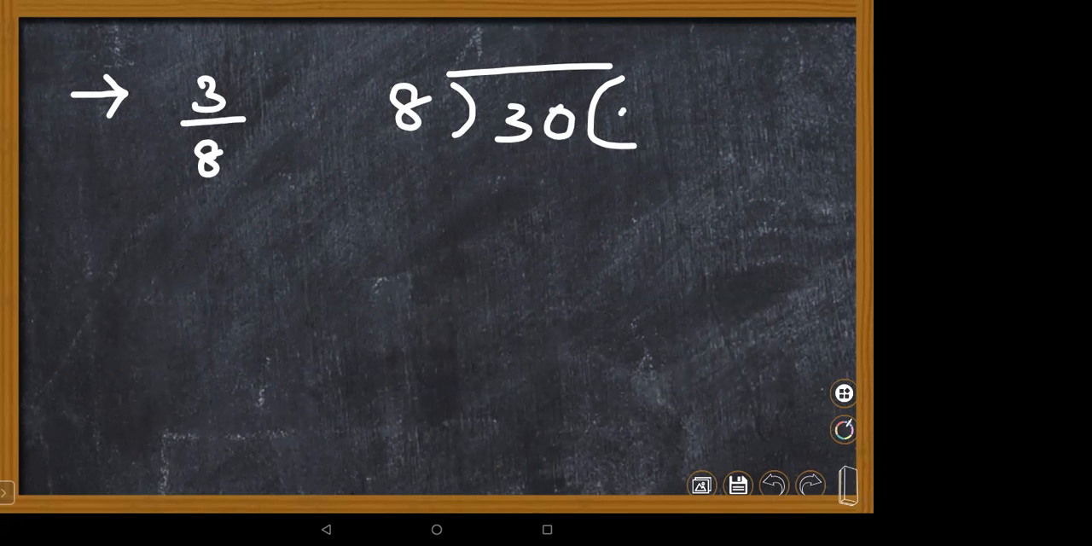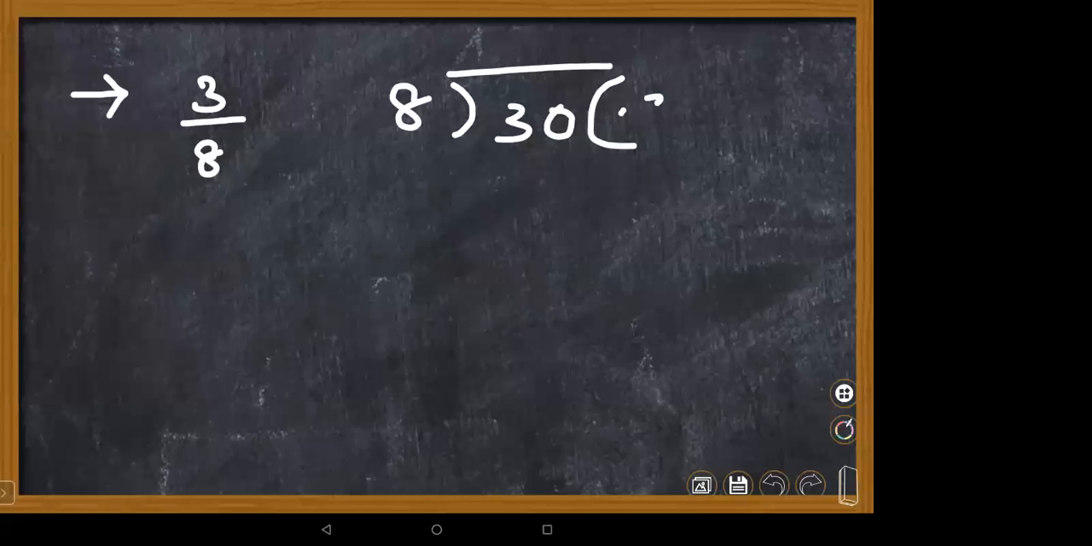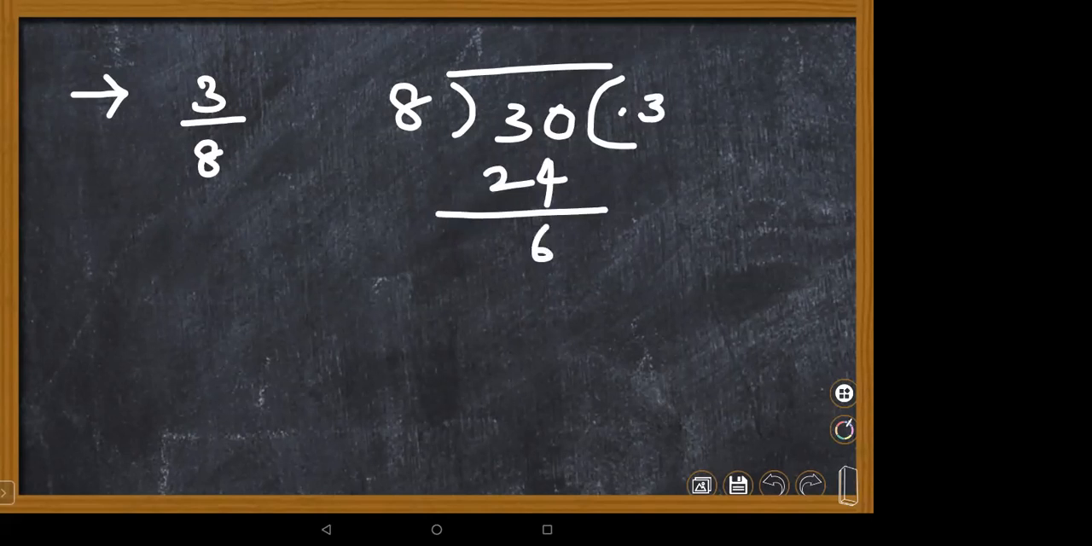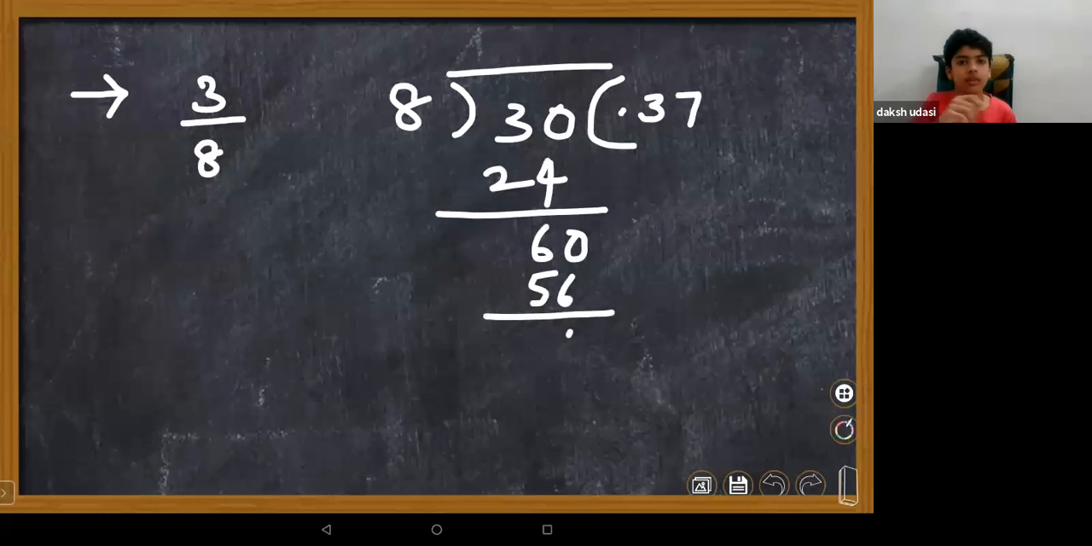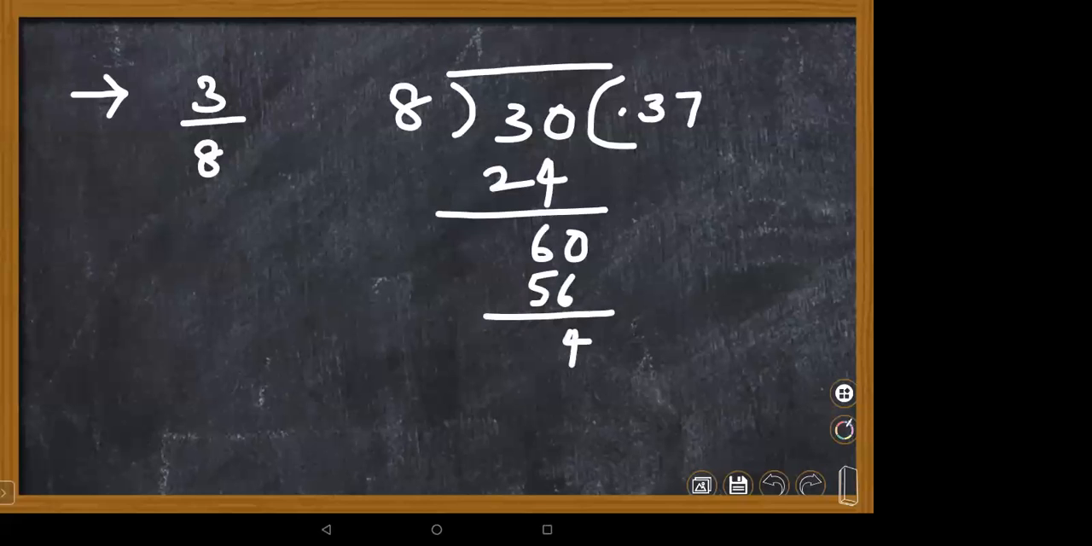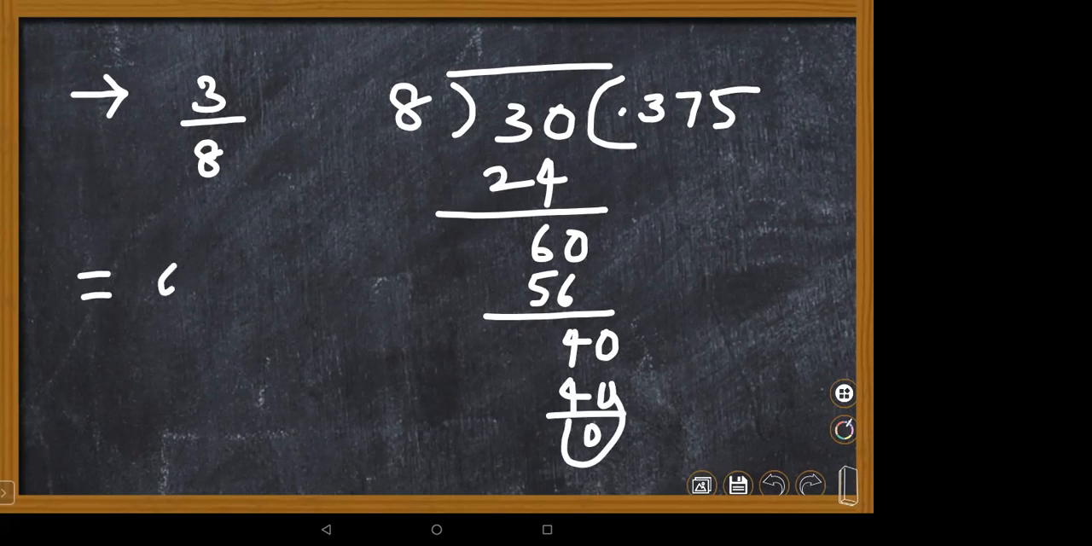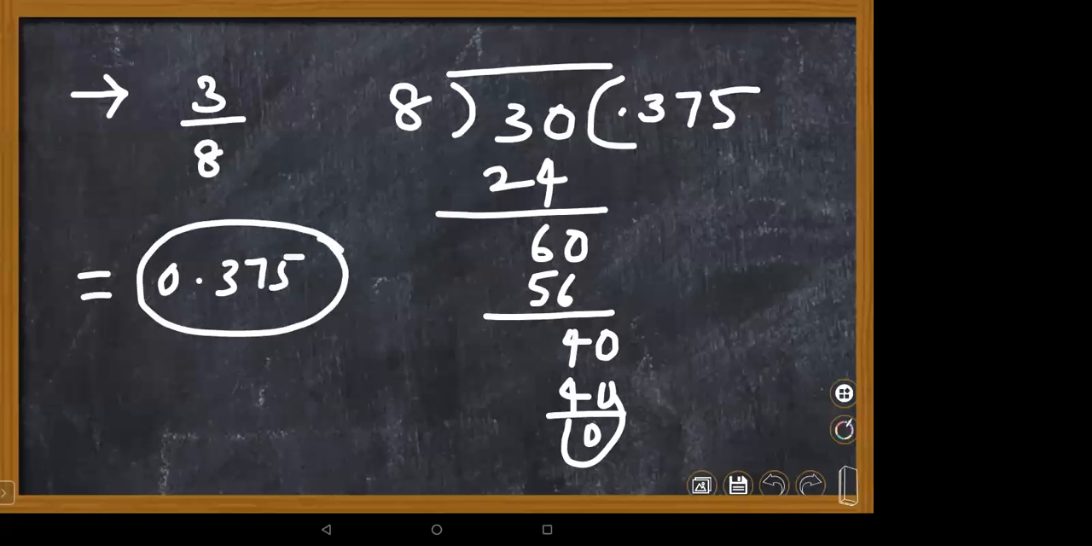8 how many times? 8 3s are 24. 6 is the remainder. Then take a 0. Already the point is there. You take a 0. 8 7s are 56, right? 4. Then 0. 8 5s are 40. So like that you can find out the decimal number for 3 by 8, 0.375. This is one way of doing it.